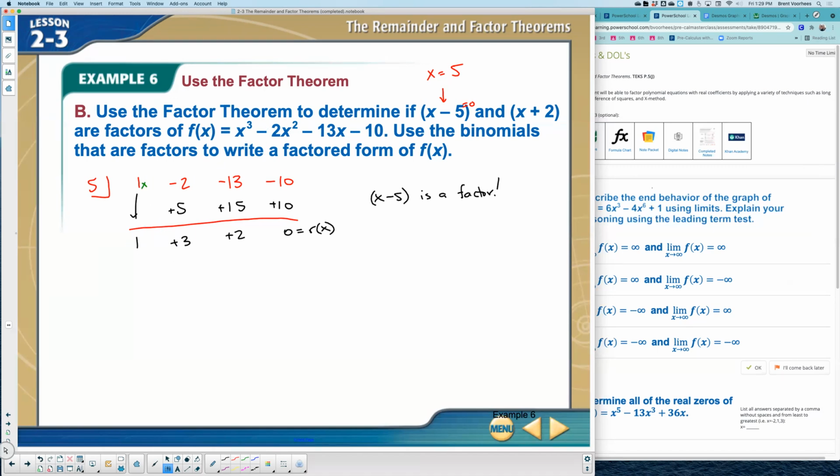f of X originally started with X cubed as its leading term. Now we're going to say it's X squared plus 3X plus 2. And so now I want to factor over here, and we're going to try this factor next. This would be X equaling negative 2. And since this was equal to 0, I'm going to use this.